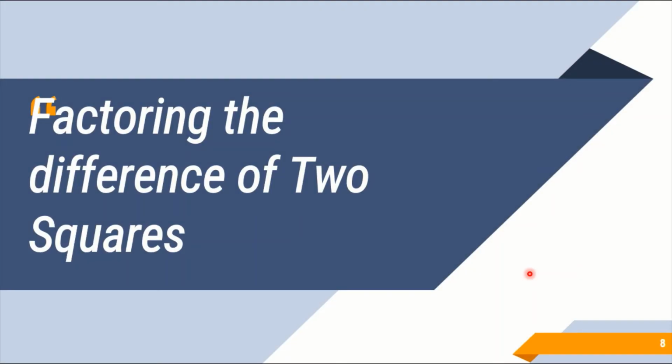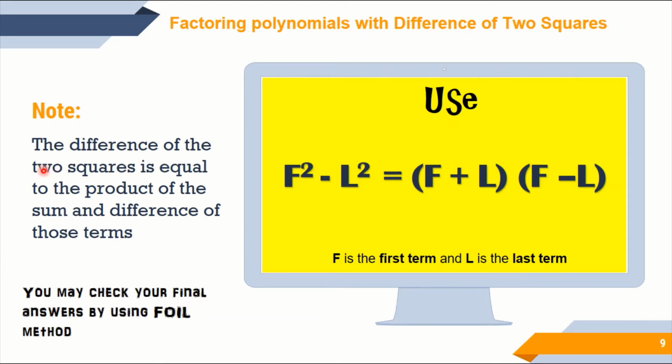So now we will proceed to factoring the difference of two squares. We have to take note that the difference of two squares is equal to the product of the sum and difference of those terms. You will use f squared minus l squared, where f is the first term and l is the last term. It is equal to, open and close parentheses, the product of the sum and difference of the first term and the last term.